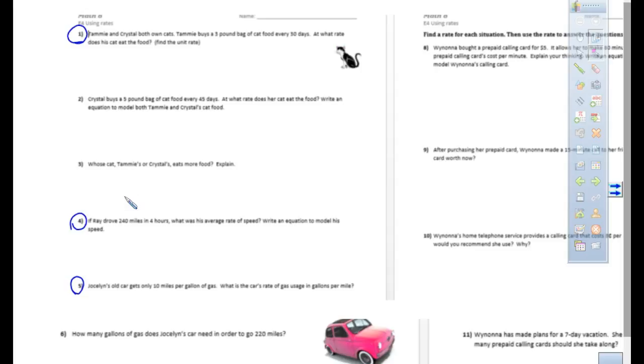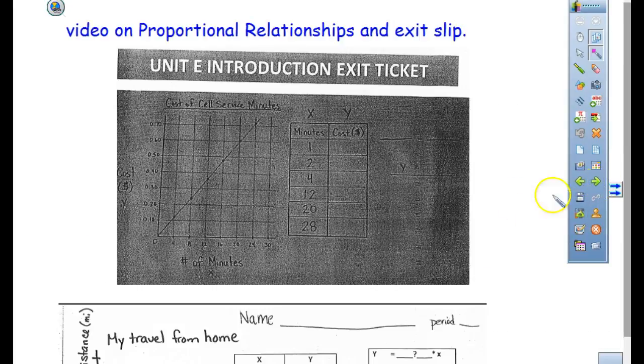Okay? So, I don't think we're going to do the video with this because of our time, and I would just like to make sure we kind of go through this. But turn it to the side that's really dark. It's unfortunate, but when I made the copies, this side just did not copy well. Make sure you have your name on the other side that's nice and white, and you can read really easily, that says my travel from home, but I want you to turn to this side, and it says the cost of cell service in minutes, and then this is the cost of dollars, okay? And I know this is hard to read.